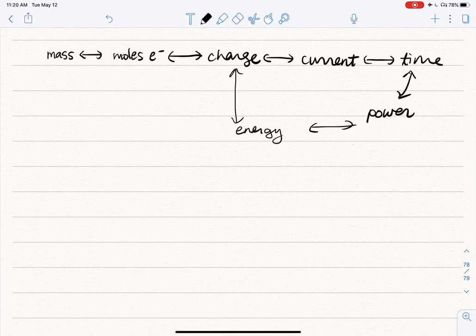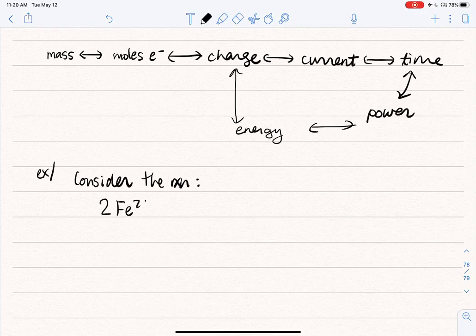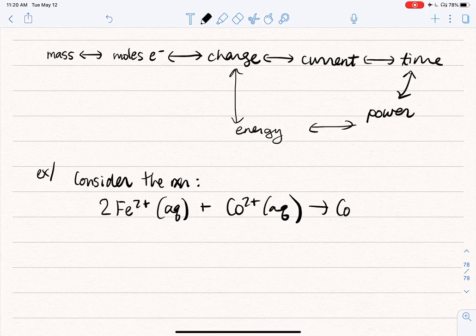Let me give you an example of a problem like this. Take this reaction, a redox reaction where we have two iron 2 plus in aqueous solution and cobalt 2 plus in aqueous solution. And we are combining these to reduce cobalt 2 plus to cobalt 0 and plate it out as a solid. In the process, iron 2 plus gets oxidized to iron 3 plus.